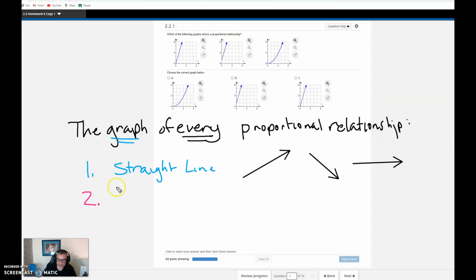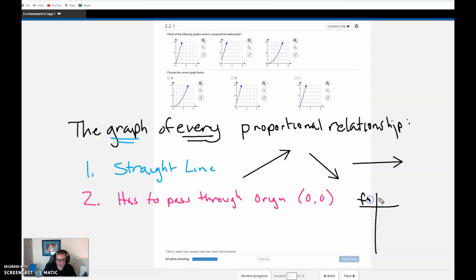for it to be a proportional relationship, it has to pass through the origin. And remember, the origin is the point 0, 0. Okay? And when we looked at our table earlier for feet and inches, I had feet over here, and I had inches over here. If I have 0 feet, I have 0 inches, right? Well, this idea of 0, 0 holds true for everything that's proportional.